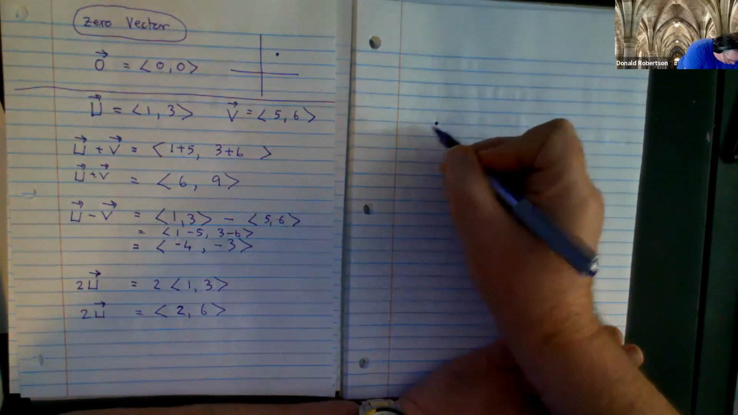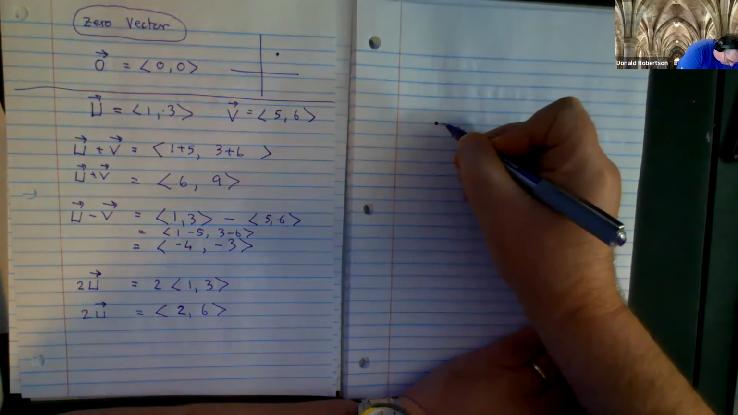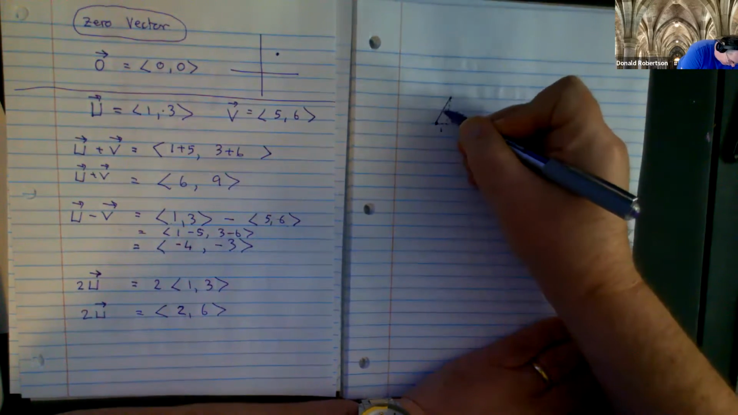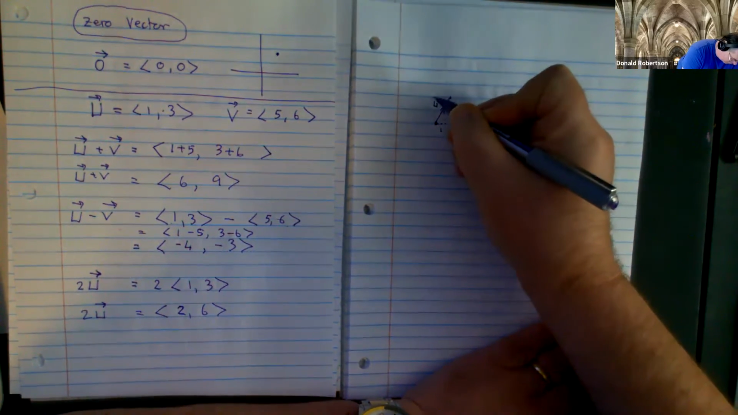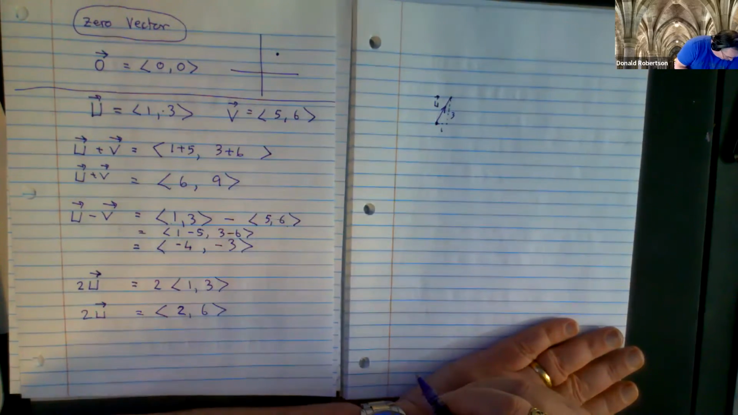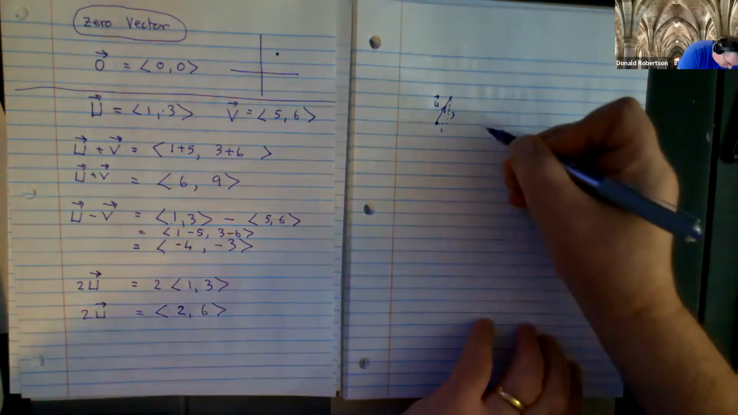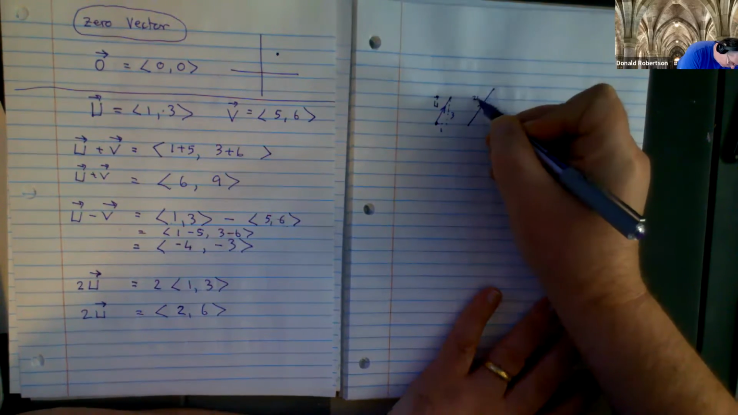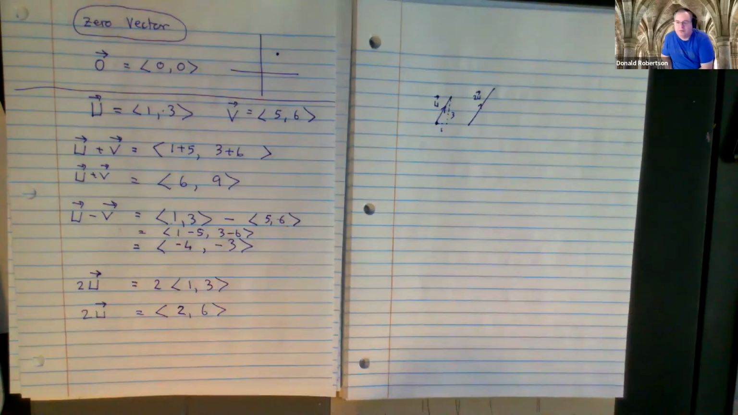Imagine I go 1 along and 3 up, right? 1 along and 3 up. That's the vector u. If you wanted to do the vector 2u, it would look like that. Isn't the vector 2u just the same direction, right? It's parallel to u. Isn't it just twice as long? Does that kind of make sense? That's visually what that would look like.